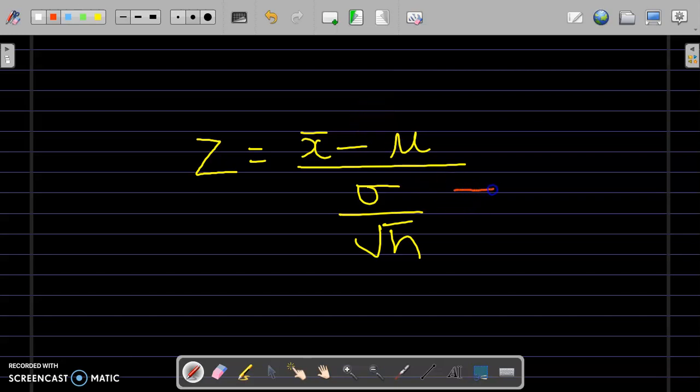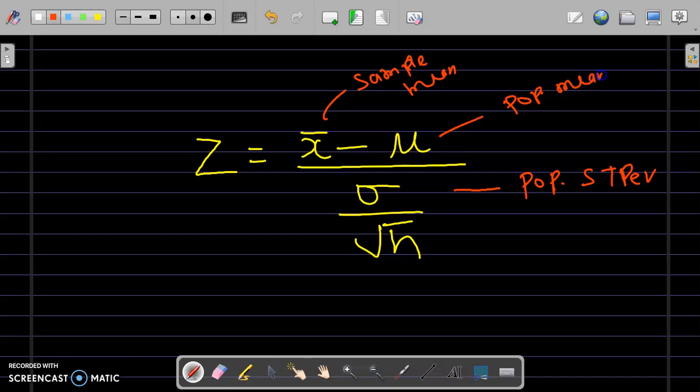One thing which I would like to bring your attention is this thing is population standard deviation, and this is the big difference between t-test and z-test. So this is population standard deviation. For t-test you use the sample standard deviation. This thing is sample mean, mu is population mean, and n is the sample size.